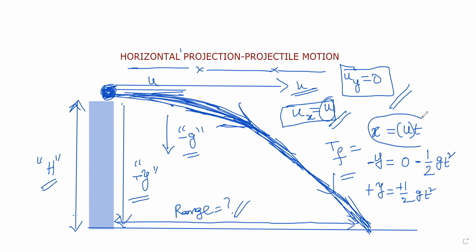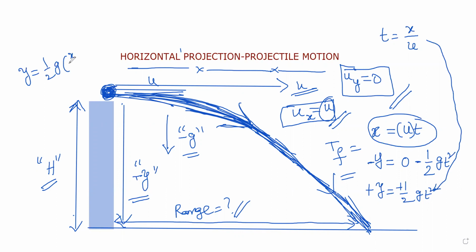Now we simply substitute t equal to x by u within this equation. You get y is equal to half g into x by u whole square. And y is equal to gx square by 2u square. So this is the equation of the projectile.